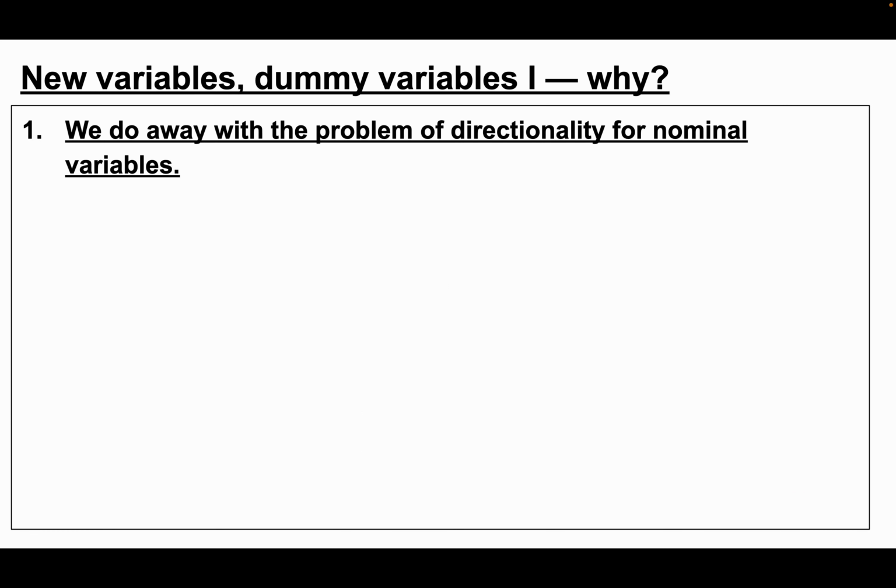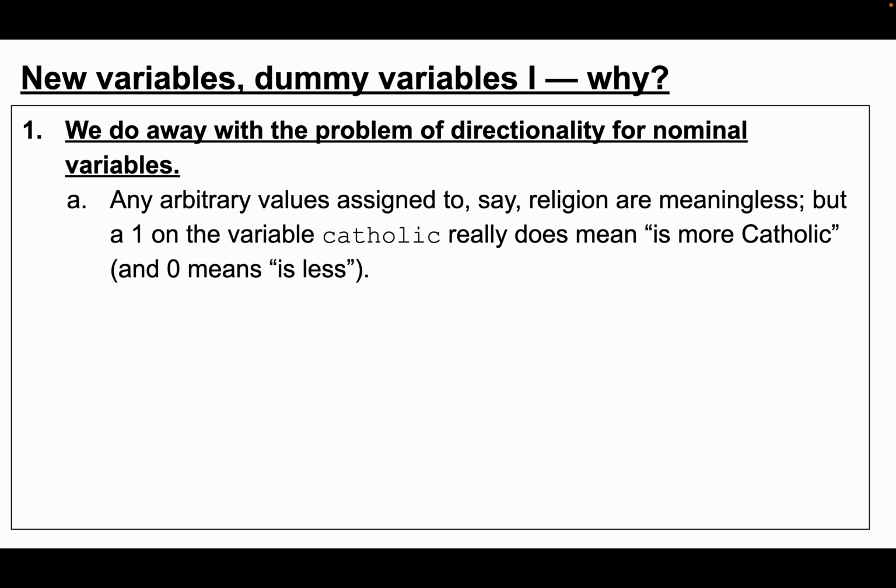So why would we do this? Well, it does two really nice things for us. First, it does away with the problem of directionality for nominal variables. What does that mean? That's a lot of jargon. So note that any arbitrary value assigned to something like religion is meaningless. The GSS does assign numbers to the variable relig, but we know that those don't have any actual meaning.